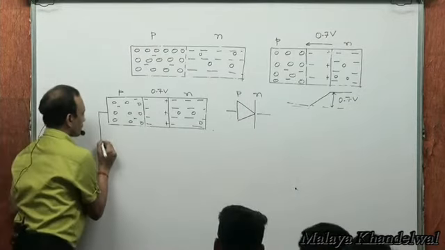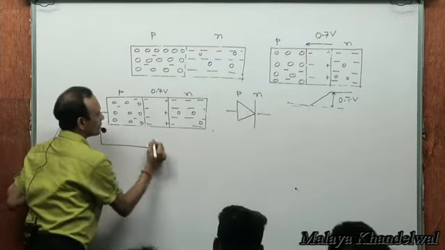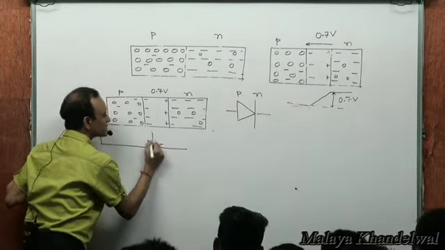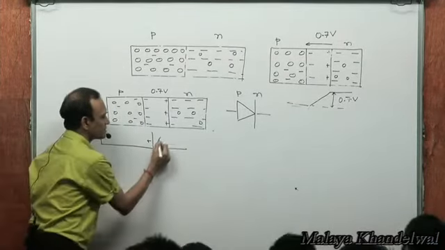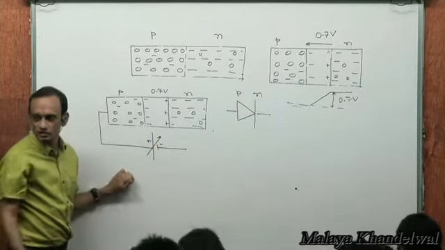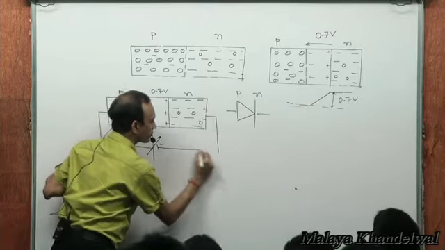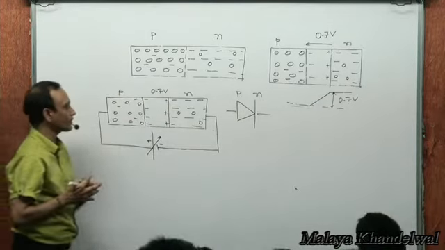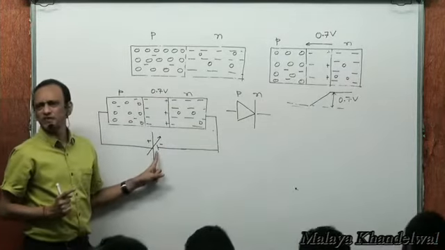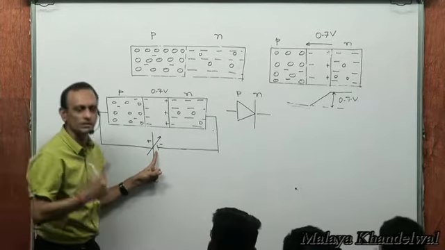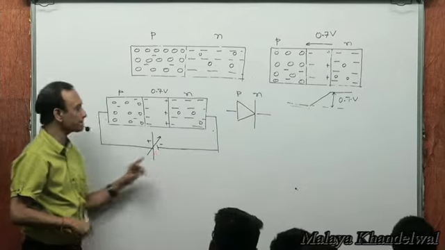Now, suppose I connect a battery like this and say there is a rheostat. There is a rheostat here, all right? And I start with a small voltage, smaller than 0.7 volts, right?